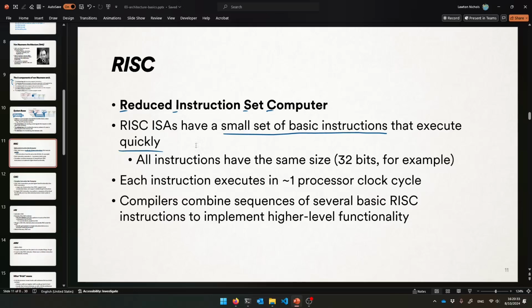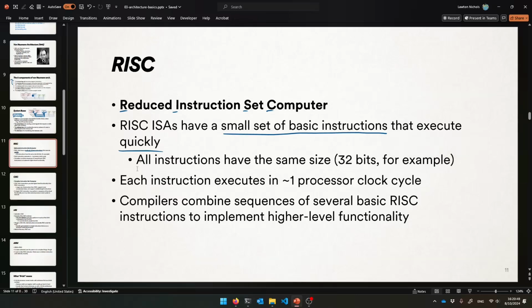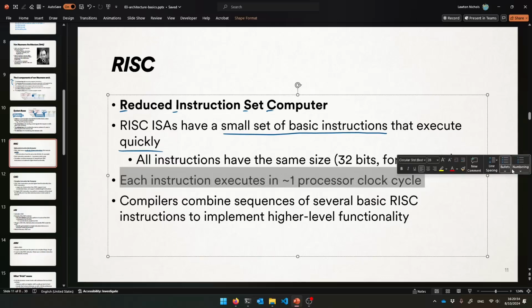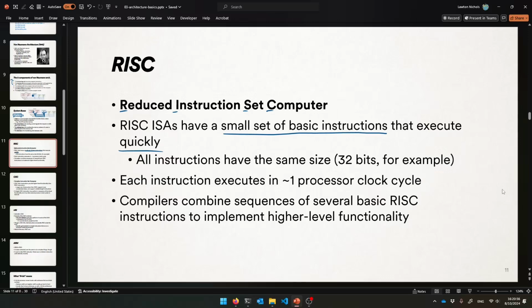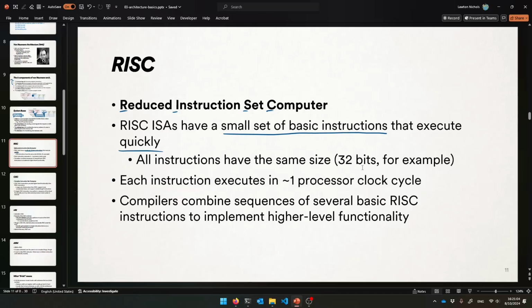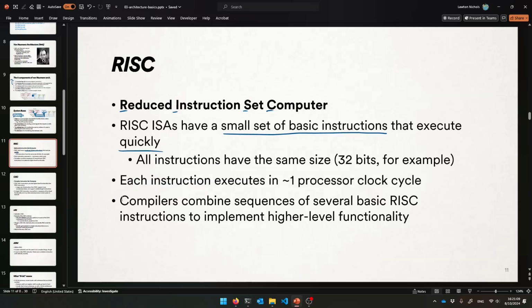And then in a RISC machine, for ease of execution, every instruction has the same size. So in our ARM processor, for example, or 64-bit ARM architecture, every instruction is 32 bits long. Okay, so that's interesting. And every instruction executes in about a processor clock cycle. I know I've said those words and I still haven't really told you what they mean, but I promise we'll get there. If you have a 3 gigahertz processor, that means you can execute about 3 billion instructions per second, 3 billion add instructions, something like that.